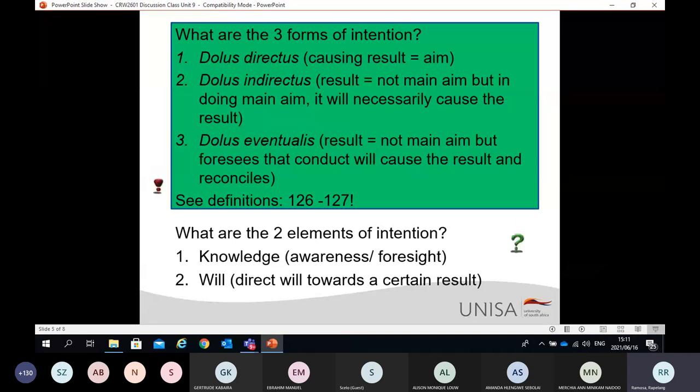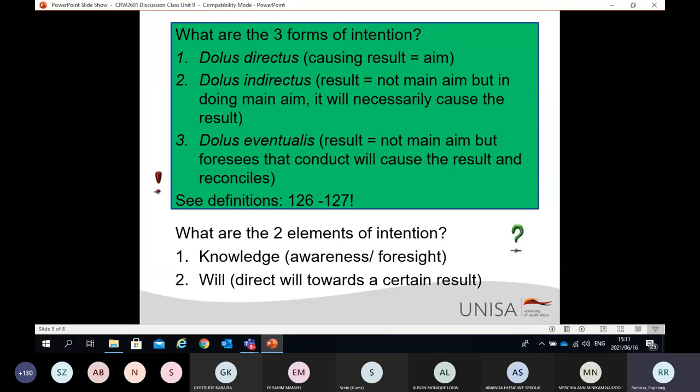Now, on page 125 of your guide, we give you the learning outcomes. When you have finished this unit, we will expect you to understand the requirement of intention by outlining the two elements of intention inherent in its different forms, by determining whether an accused has acted with direct intention or dolus directus, indirect intention or dolus indirectus, or dolus eventualis, and also distinguishing between motive and intention.